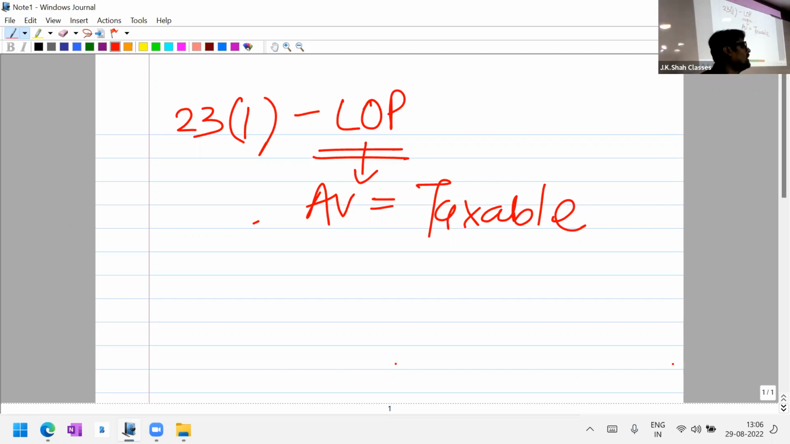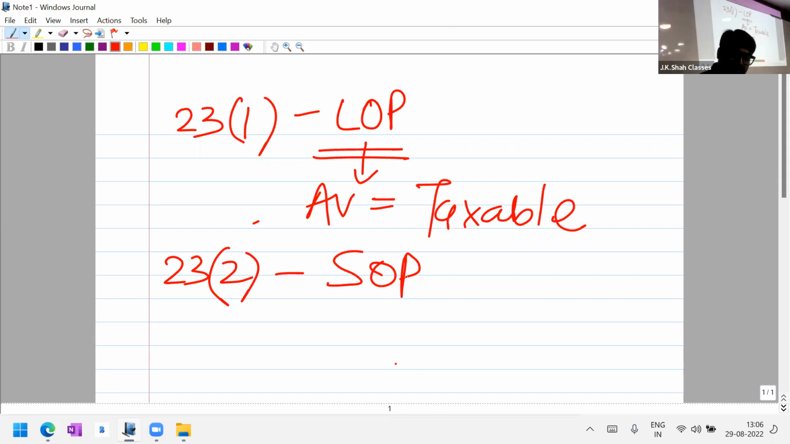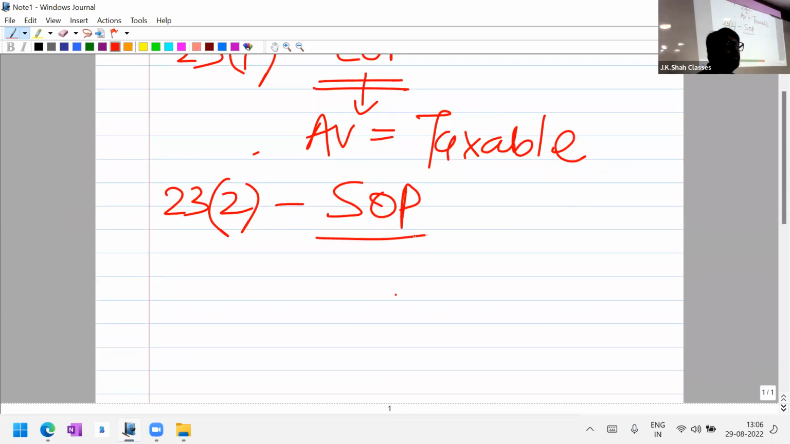Understanding or not? Now, what about other properties? What about other properties? The properties which are self-occupied. Why self-occupied? For residential use by you or your family members. So as per section 23, subsection 2, there might be some properties with you which are self-occupied. Self-occupied for what? Residential use. You bring all such properties here under the head house property.